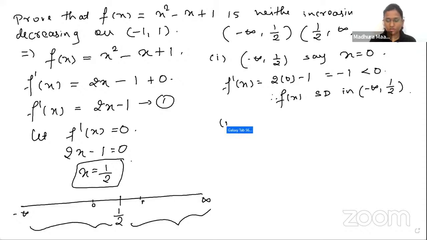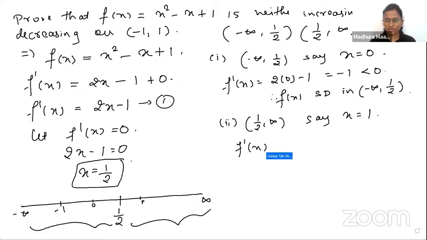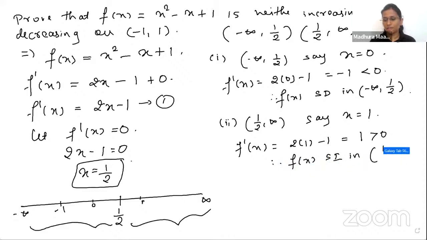Next. So what is the next one? 1 by 2 to infinity. Okay. Tell me any one value from this. 1. Okay, fine. We will take 1. Then what will be f dash of x? 2 into 1 minus 1. So the answer is 1, which is greater than 0. Therefore, f of x is what? Strictly increasing. In which interval? 1 by 2 to infinity. Correct? Is this correct? Yes, ma'am.